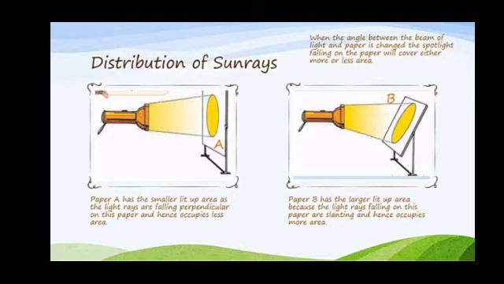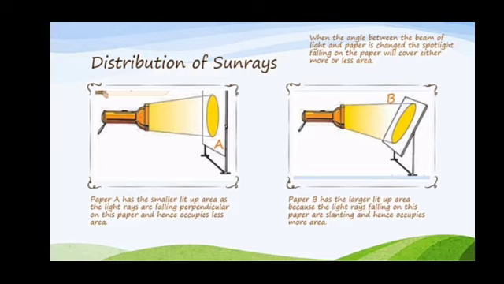Do the activity as shown in the figure 5.1 given on page number 23 of the textbook and study the following questions and answers. First question: on which paper does the beam occupy a larger area? Answer is, the beam occupies a large area on the paper that is held in such a way that it makes an angle of 120 degree with the beam.